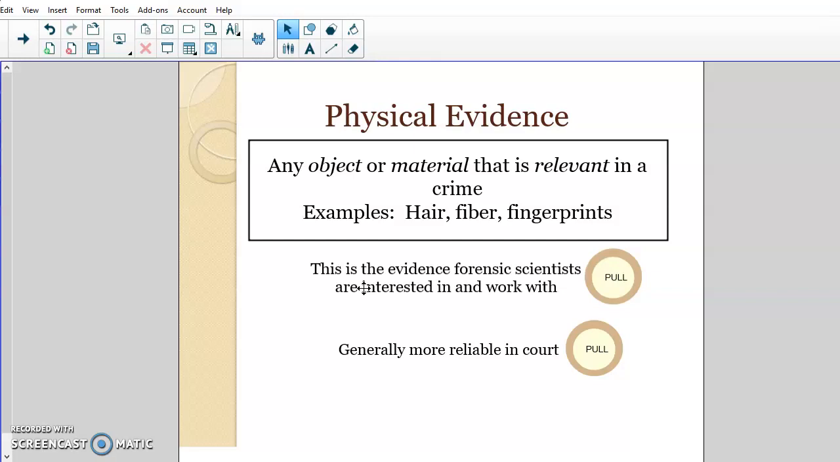It's not necessarily always the one that juries lean towards the most. It should be, but it's not always. But it's generally more accurate than a testimonial piece of evidence is.